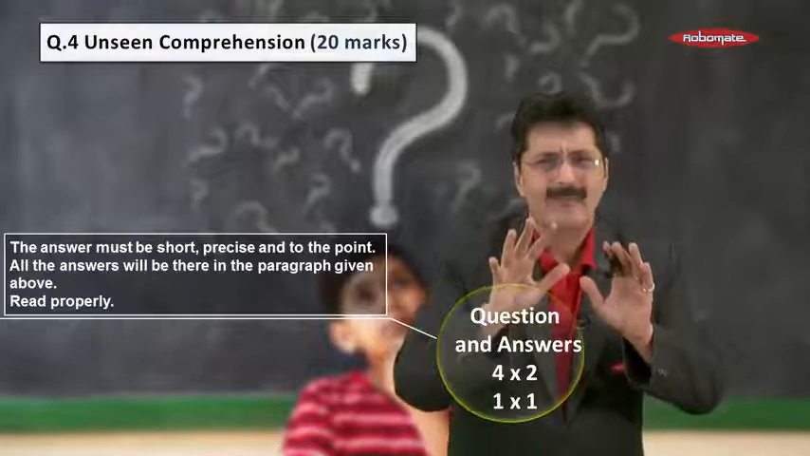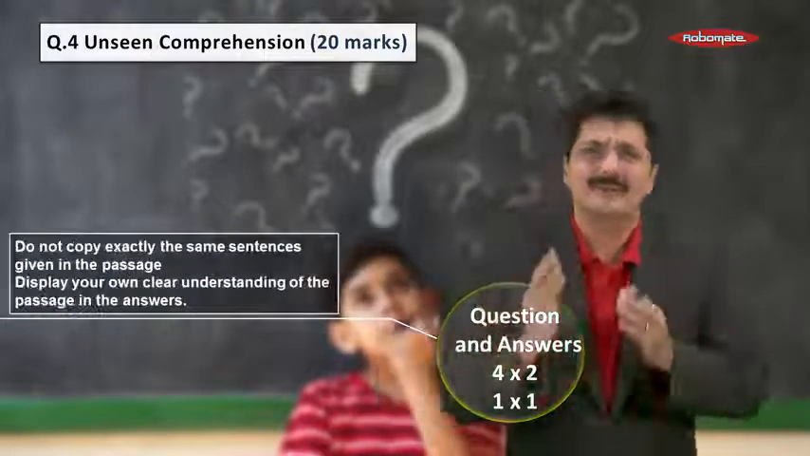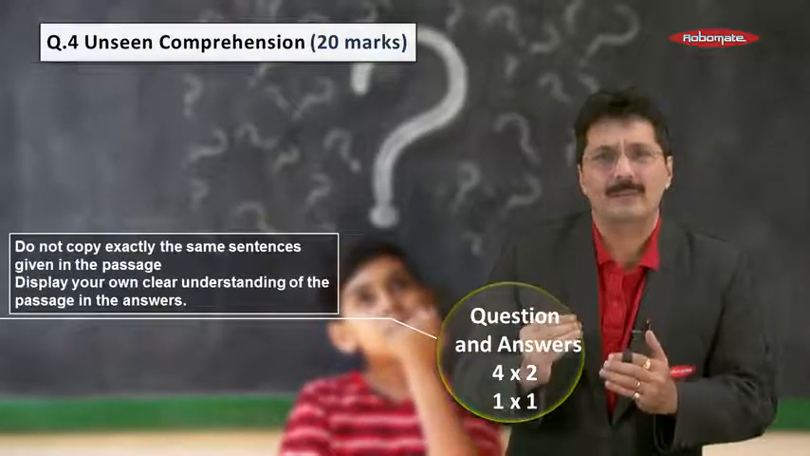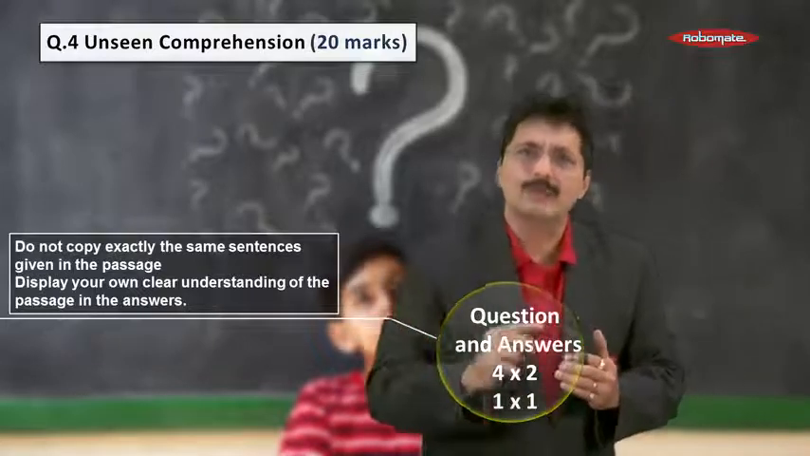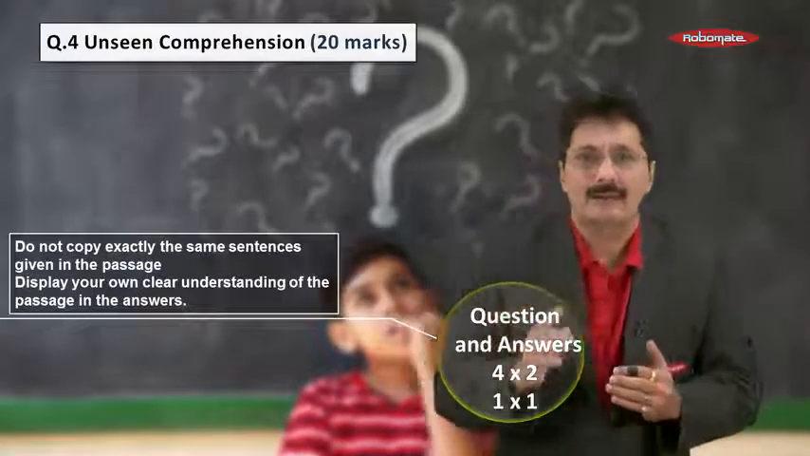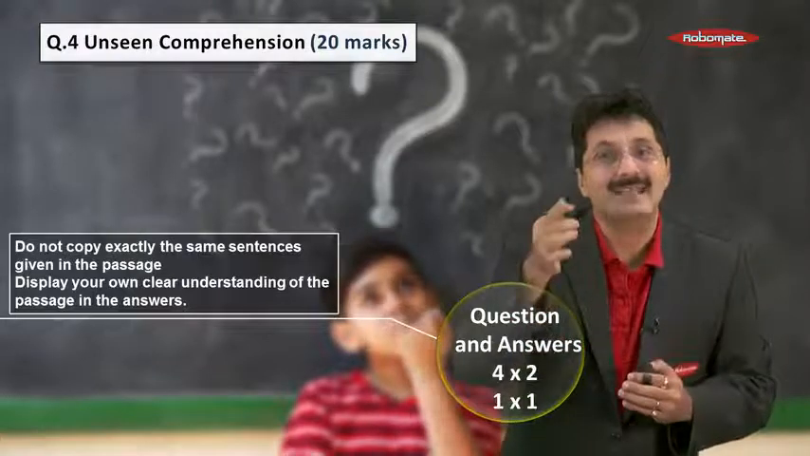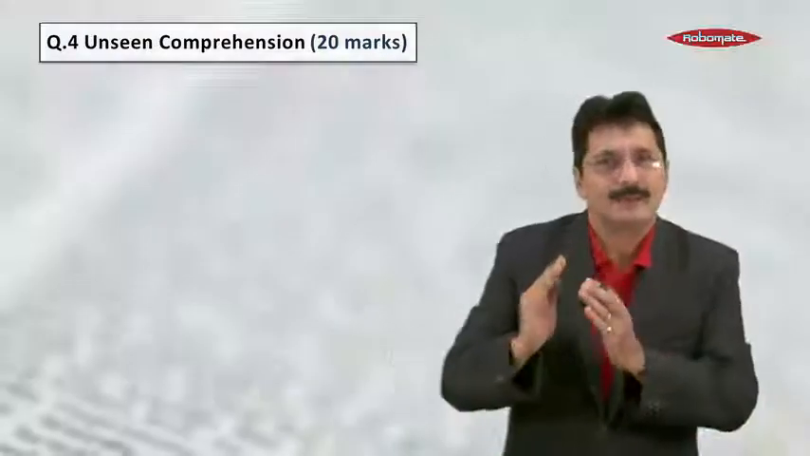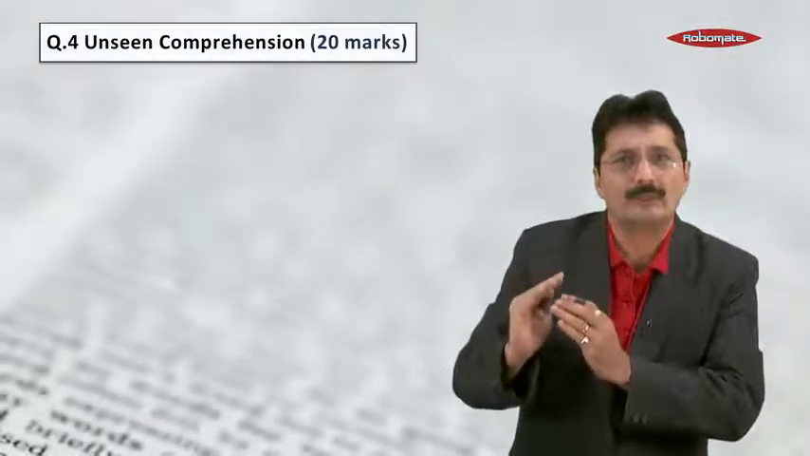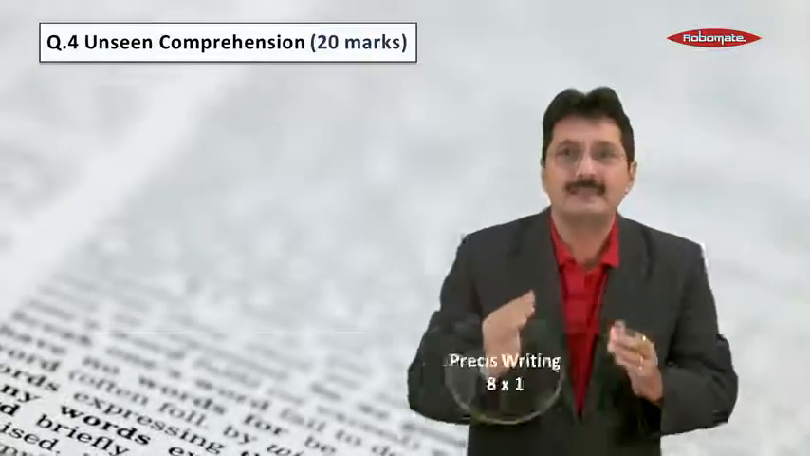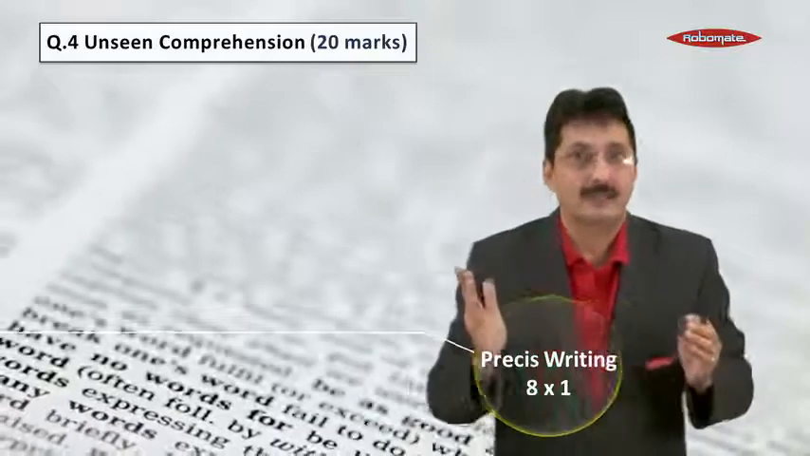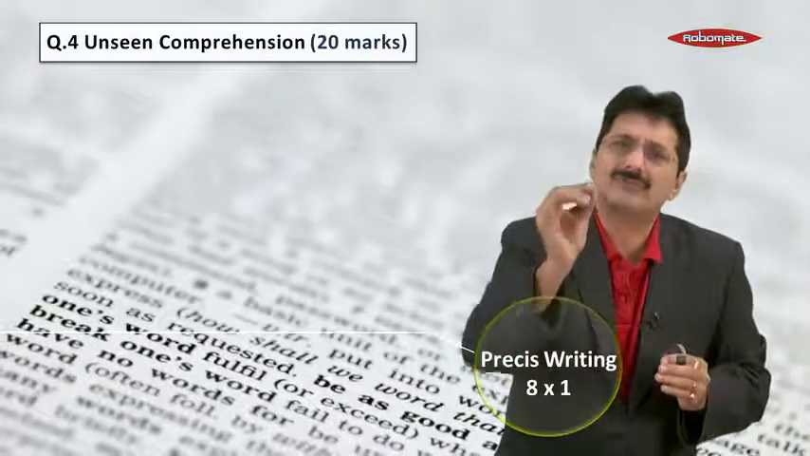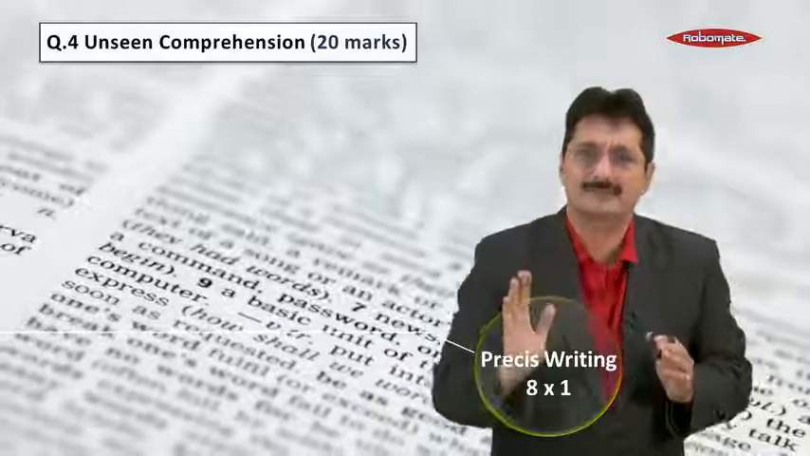But try not to copy the answer from the sentence word by word. When you write it in your own words, you are showing the examiner that you have got an understanding of the passage. Now, the next part of this comprehension, the next 8 marks, is the précis writing. It carries 8 marks, and your précis must strictly comprise 50 words.